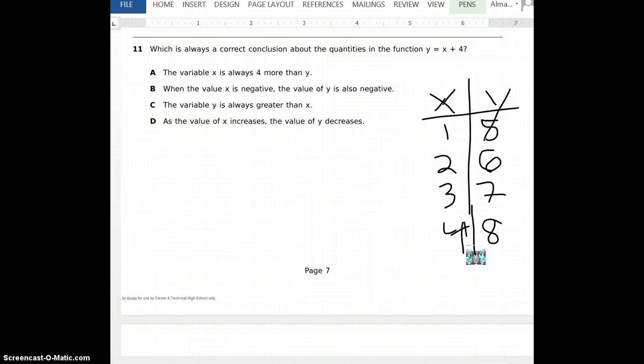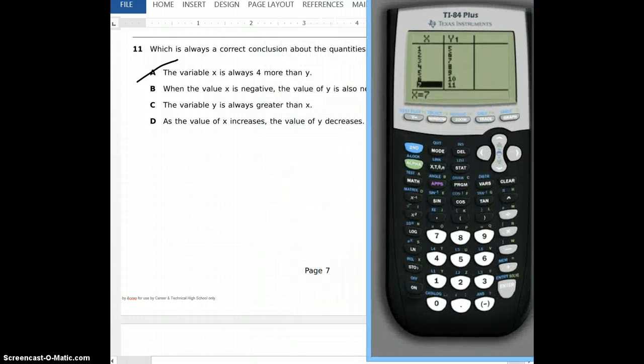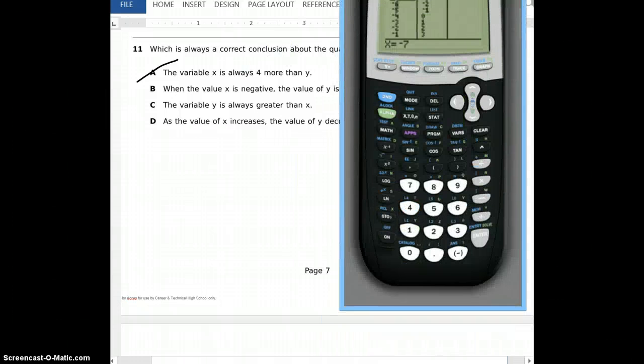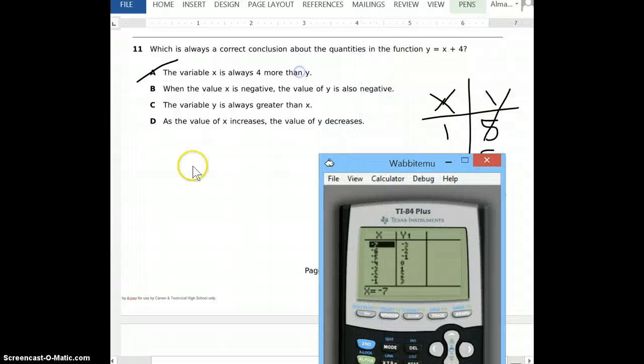The variable x is always 4 more than y. So here we have 1 and y is 5. Is x 4 more than 1? Nope. Y is 4 more than x. When the value x is negative, the value y is also negative. Well, in our table, we actually did not have any negatives. Let's go to our calculator. When our x is negative, is the value of y also negative? Nope. Whenever x is negative 2, whenever we plug in a negative 2 for our x, we get out a positive 2 for our y. So that's not true.